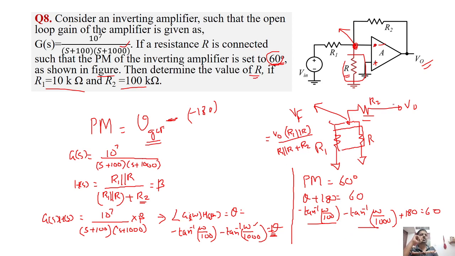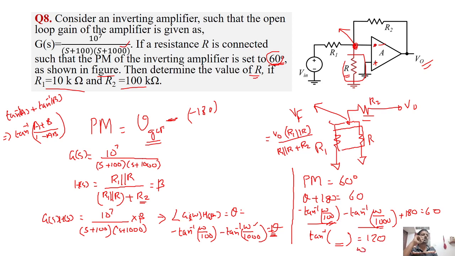We have seen last week that tan inverse a plus tan inverse b is given as tan inverse of (a plus b) by (1 minus ab). This is a property. We'll use the same equation, so I'll get some value as tan inverse in terms of omega. You substitute this value as a and b, and you'll get a value equal to 120. Solving this we'll get omega, and that omega is omega GCF, the gain crossover frequency.